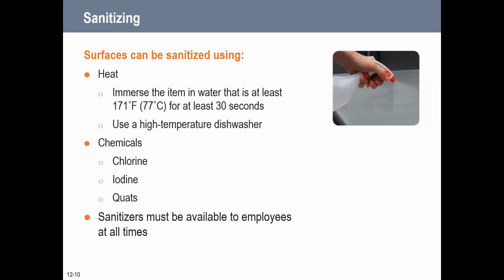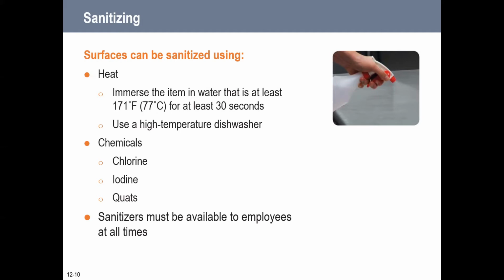You can also use a high temp dishwasher. So a dish machine that uses high temperature in order to do sanitation, or a 3-compartment sink that uses 171-degree water to sanitize the product that you're putting in it.